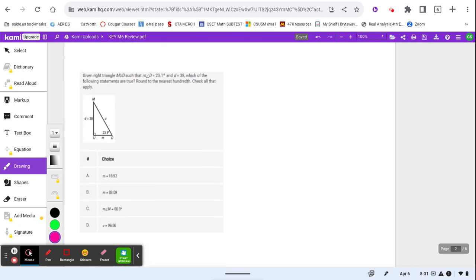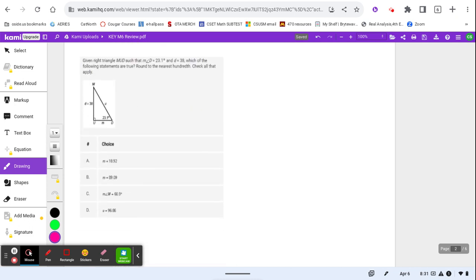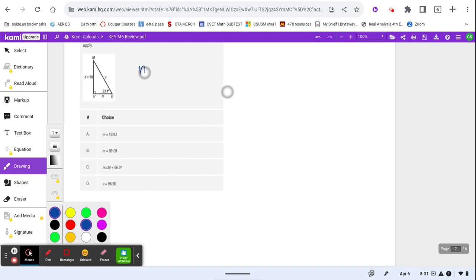Okay, next. Given this triangle, you have to find all three of the things that they're asking for. And so I guess let's just start with measure of angle M. And so the measure of angle M can be found right here by just doing triangle sum theorem. Like take 180, subtract this 90-degree angle, and subtract the 23.1.